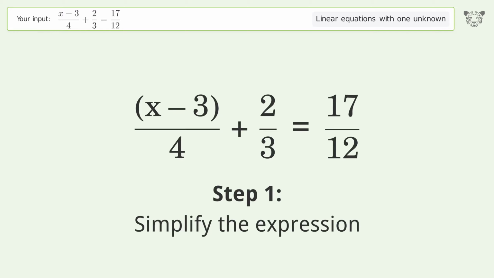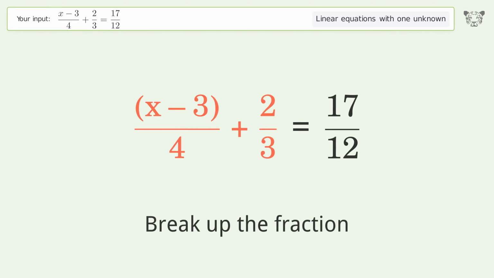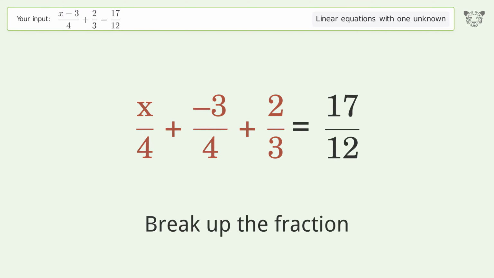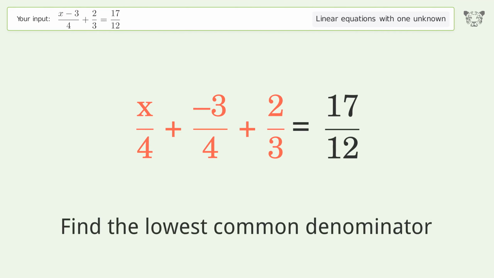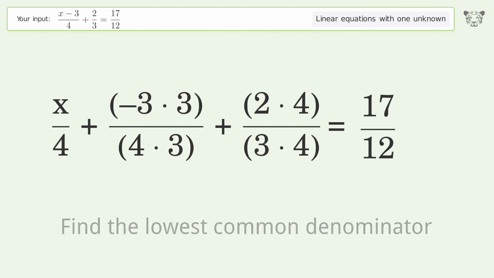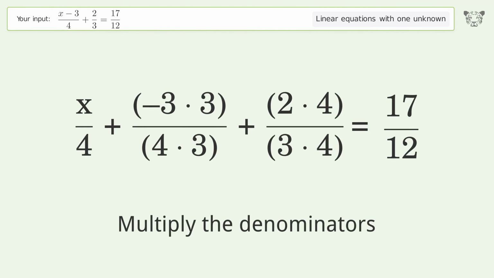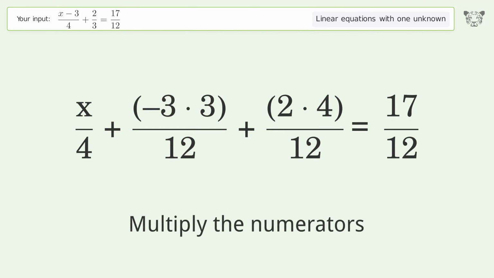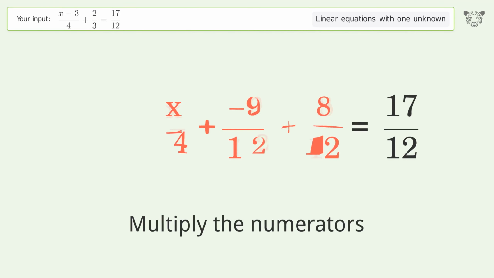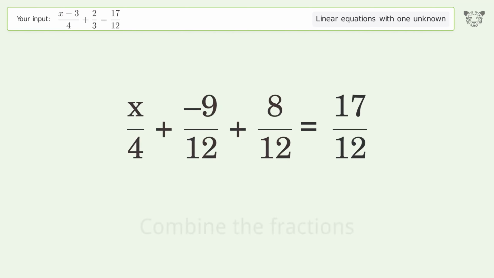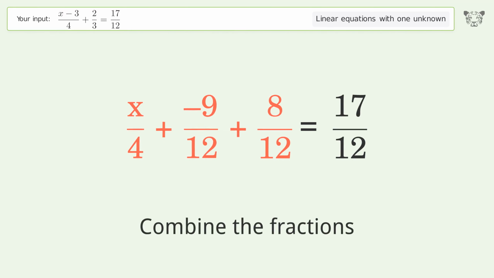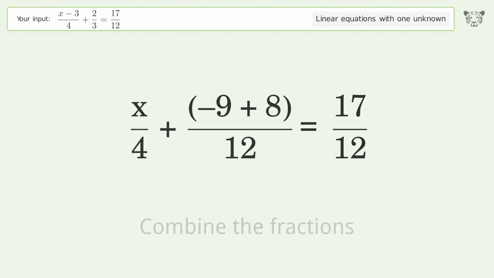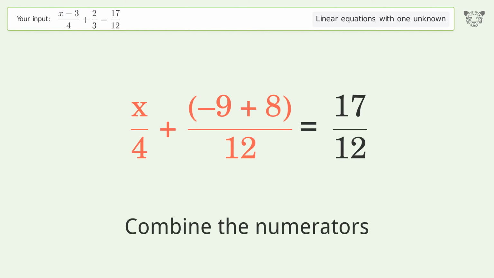Simplify the expression. Break up the fraction. Find the lowest common denominator. Multiply the denominators. Multiply the numerators. Combine the fractions. Combine the numerators.